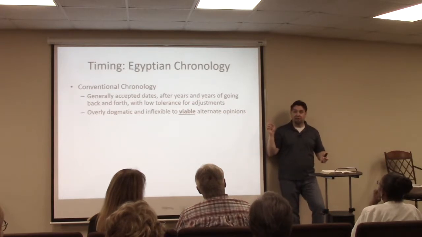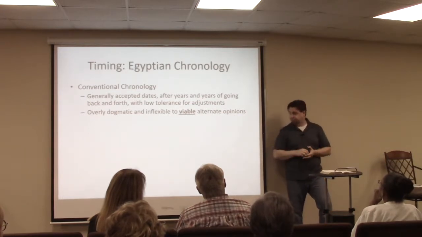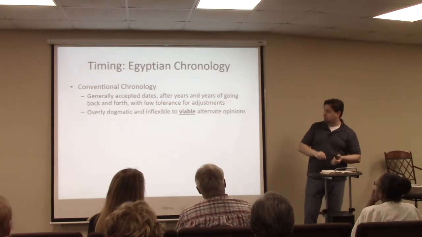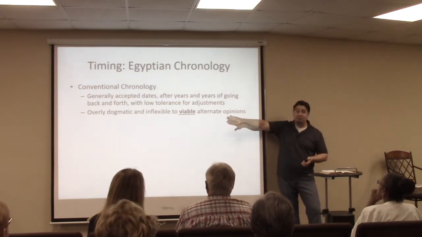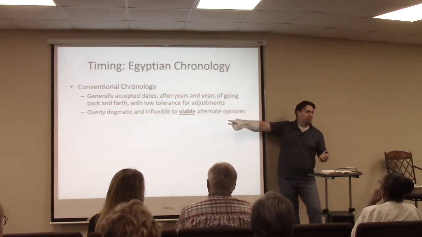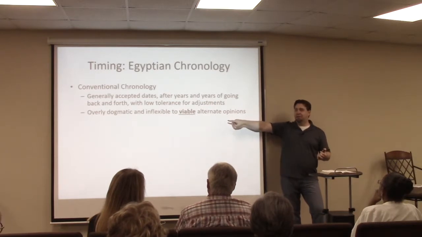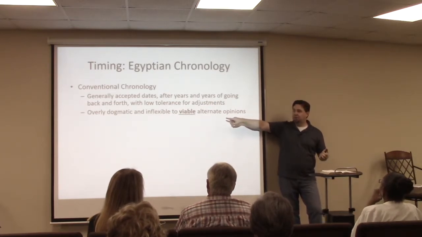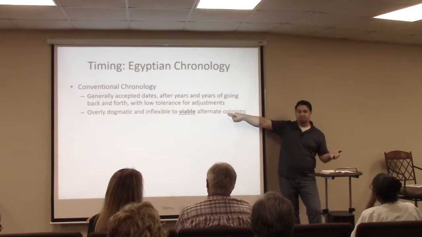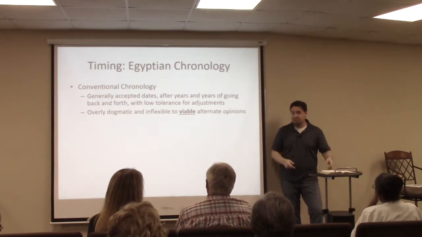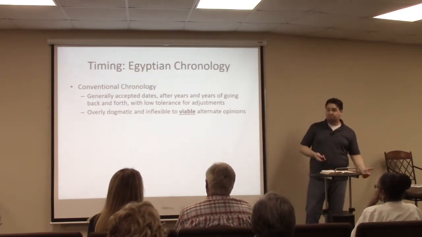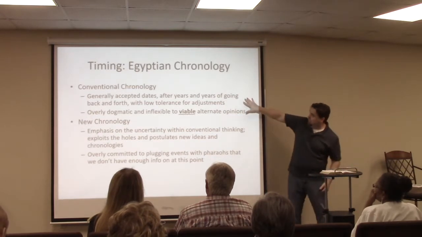We got rags and tatters. Let's not go crazy here. Let's have some flexibility. So they're very dogmatic and inflexible about viable options. Yeah, I have no problem when they're inflexible about things that are just stupid. But when it's a viable option, you should maybe consider it, because nobody's perfect. So that's the conventional chronology.